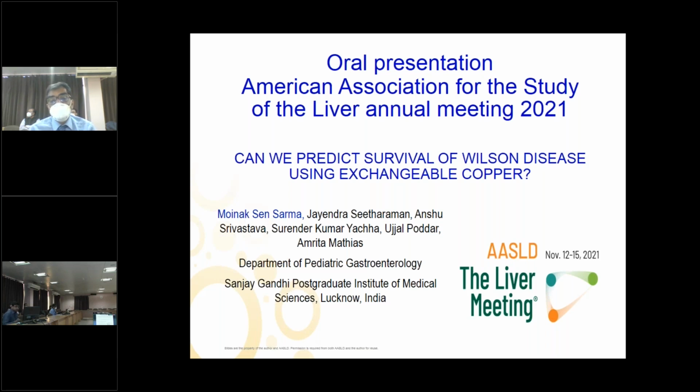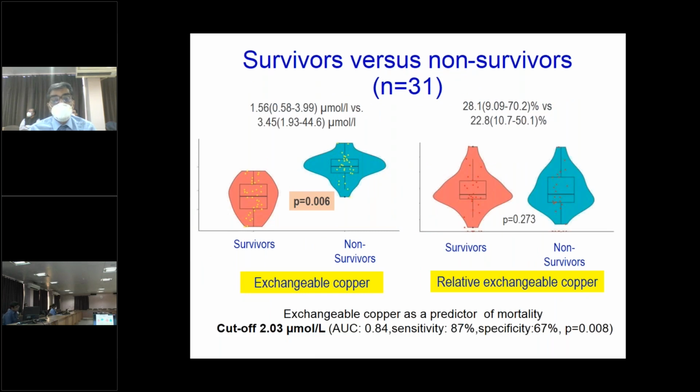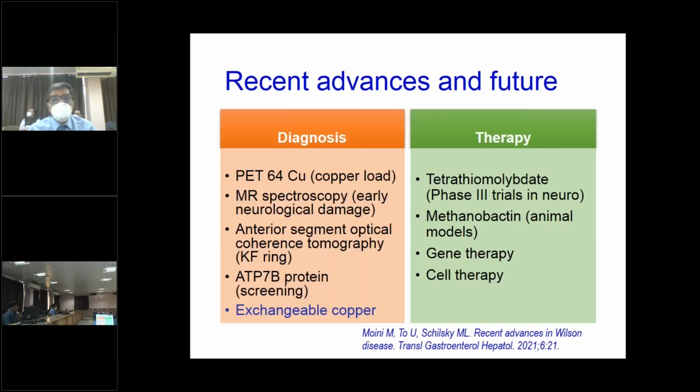We could show in 31 new Wilson's disease cases that the exchangeable copper was significantly higher in the non-survivors as compared to the survivors, telling us that the toxic copper load is higher in these groups. It also showed a very good area under the curve of 84% with good sensitivity and specificity. And we found a cutoff level that may predict whether the patient will have mortality or not.